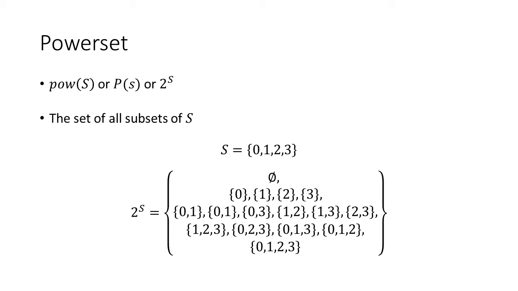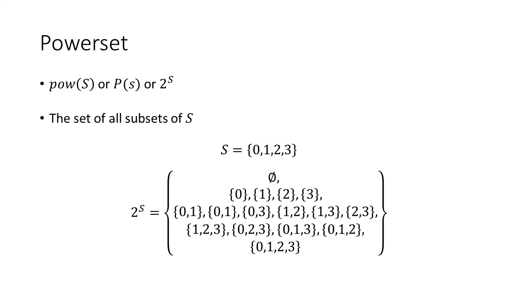So for instance, we have all of the sets of size 0, which is just going to be the empty set, all of the sets of size 1, so that's, in this example, the set containing 0, the set containing 1, the set containing 2, and the set containing 3. And then we have all subsets of S that have size 2, and then all subsets that have size 3, etc. And then also the set S itself is a member of the power set of S, since it is a subset of itself.